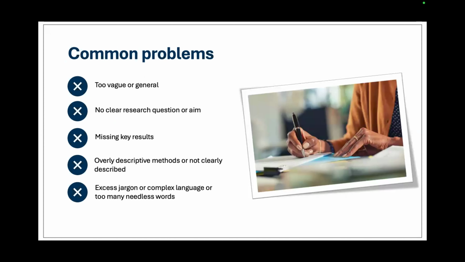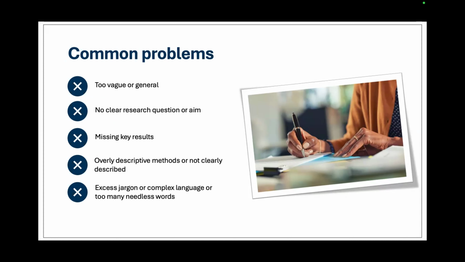Now, some common problems. These are the most common problems that we probably see. The first is being too vague or general. A lot of abstracts can sound scientifically impressive, but after you read them, you still don't actually know what the study did. The second, no clear research questions.